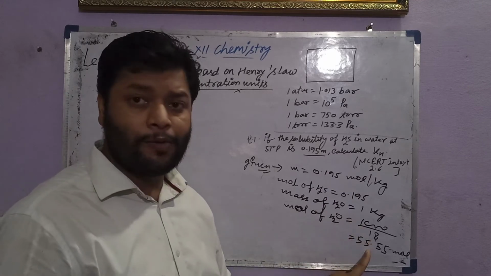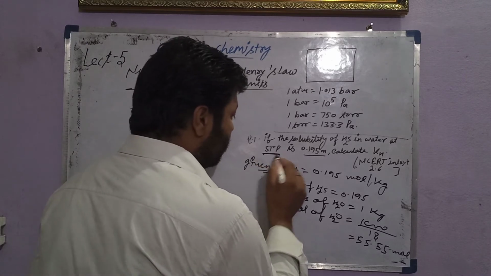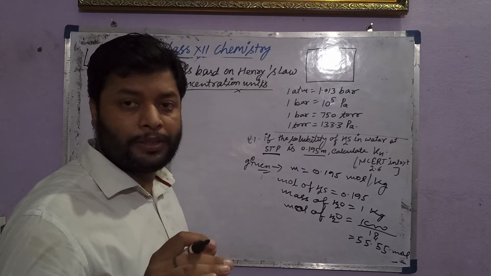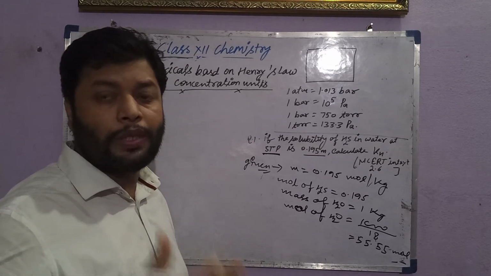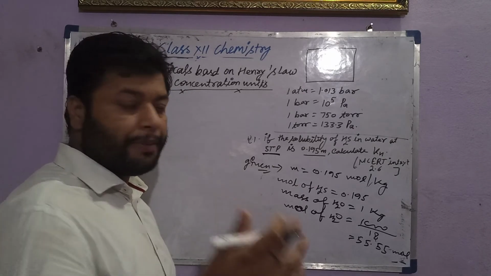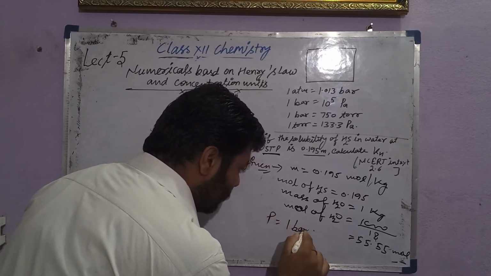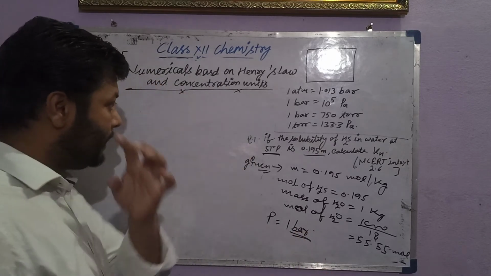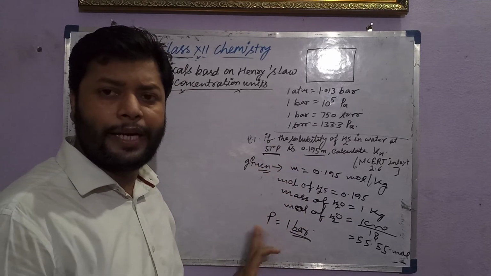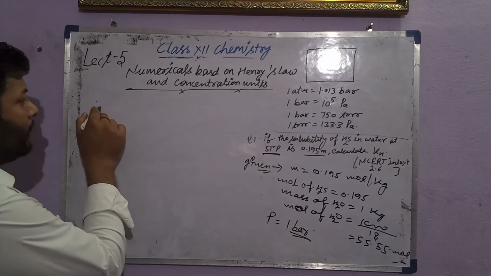moles of water can be calculated easily with the help of the mass of solvent, and STP will tell you the pressure. STP means standard temperature and pressure. The temperature is 0 degrees Celsius, about 273.15 Kelvin, and the pressure is actually 1 bar. So the pressure is also given, 1 bar. If the pressure is not given and STP is given, you can take the pressure as 1 bar.